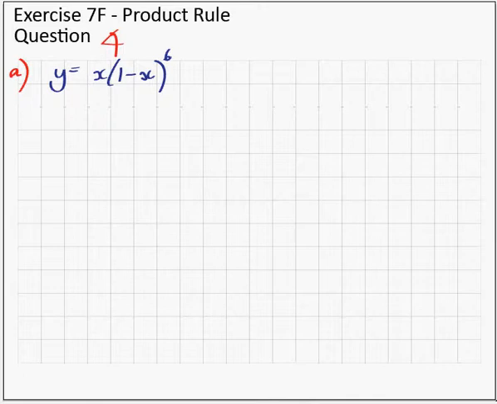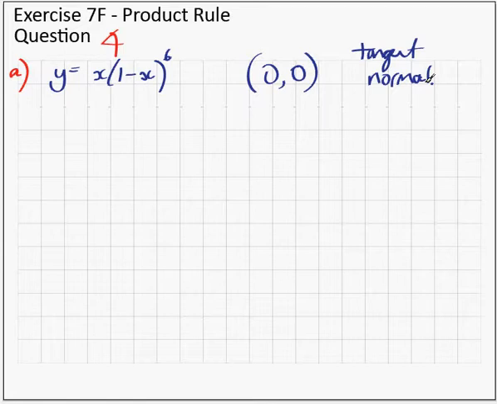Question 4 asks us to differentiate and then find the tangents and normals to these curves at particular points. So here is the curve that we're interested in, and the point that we want to find the tangent and normal to is, in this case, the origin.